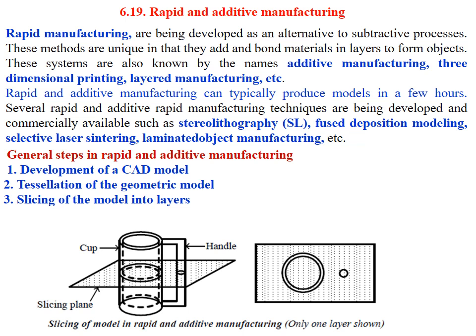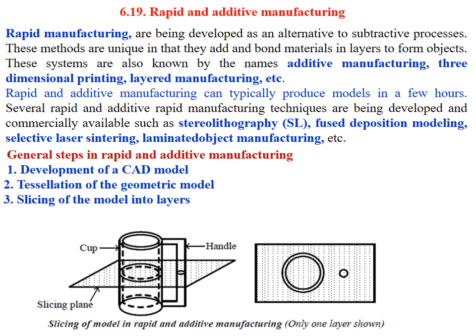Some of the processes are stereolithography, or SL, fused deposition modeling, selective laser sintering, laminated object manufacturing, etc. General steps in rapid and additive manufacturing are: develop a CAD model, then translation of the geometrical model. In translation, the developed 3D CAD model is translated and converted into files that are required for RP processes.